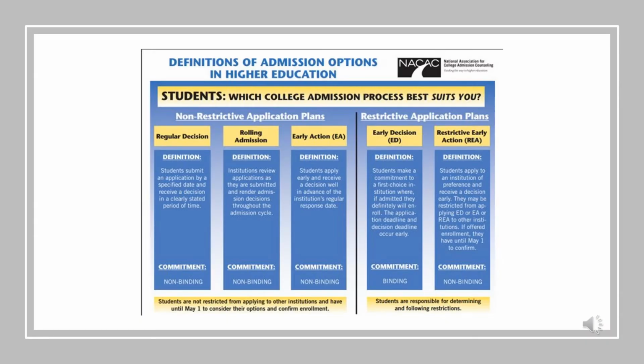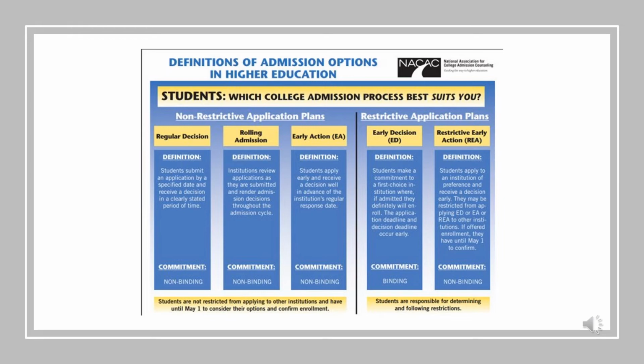So there are different application deadlines depending on the university. There's regular decision, early action, rolling admission, and restrictive early action. So each school has their own separate set of deadlines that they follow.